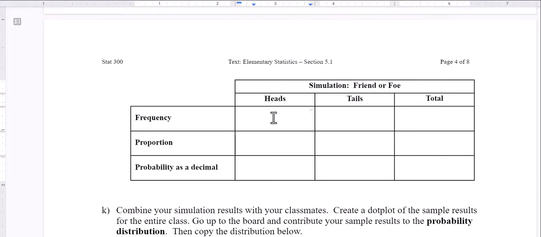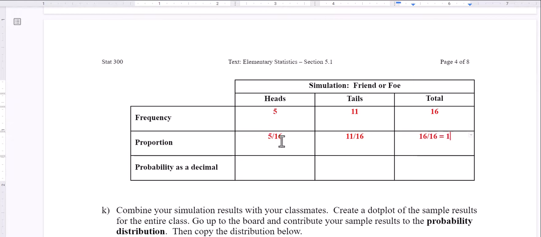So I will put my results here just to show you what it will look like. I got 5 heads, 11 tails for a total of 16 coin flips. The proportion then will be 5 out of 16, right? It is the number of heads divided by the total. And then the tails will be 11 out of 16. Notice that when I add them, 5 plus 11, I get 16 out of 16, which is equal to 1.